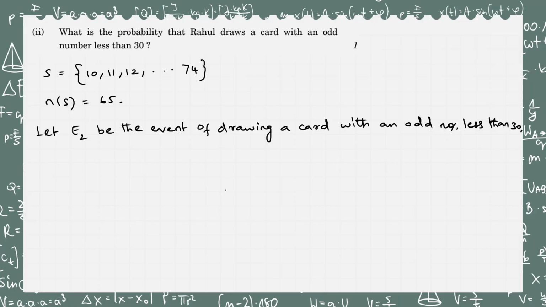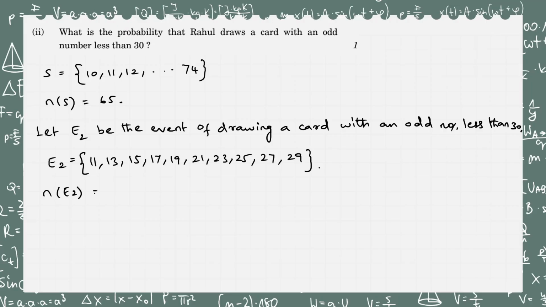Okay, so how many favorable outcomes are there? We need to write here. So less than 30. Start from 10. So 11 is the first odd number, and then 13, 15, 17, 19, 21, 23, 25, 27, 29. Since the number of items is very small, we are writing the full set here. So n of E2 is equal to 10 here. We can easily write them and count them also.